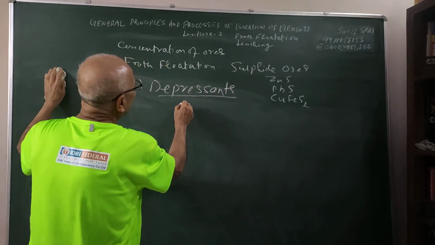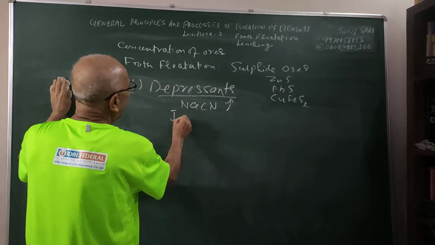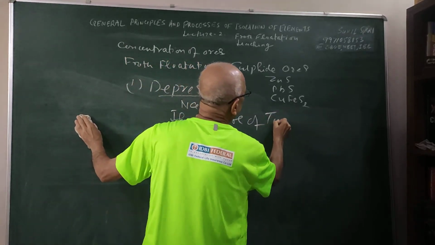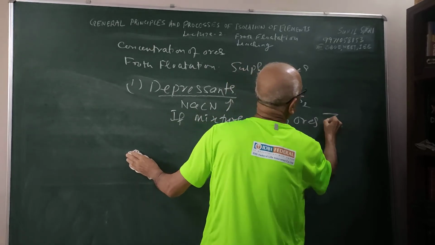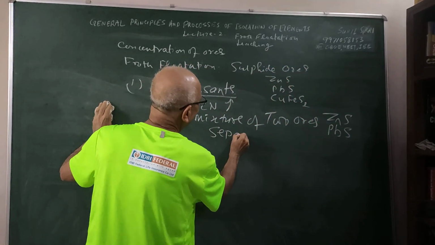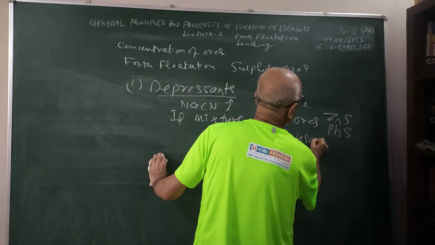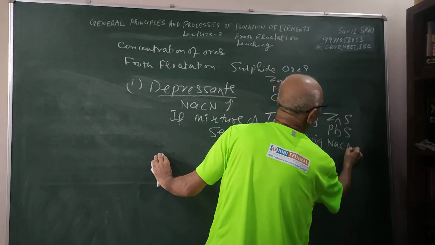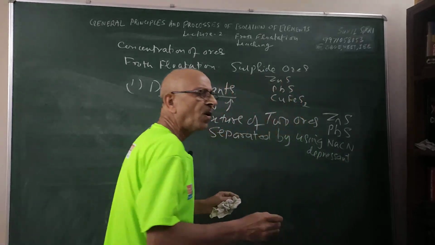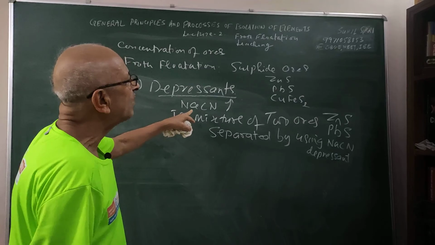This is important because sodium cyanide can be used as a depressant if you have a mixture of two ores, ZnS and PbS. The two can be separated by using NaCN as a depressant. What does it do? Powdered or pine oil collectors, froth stabilizers, then you add sodium cyanide.